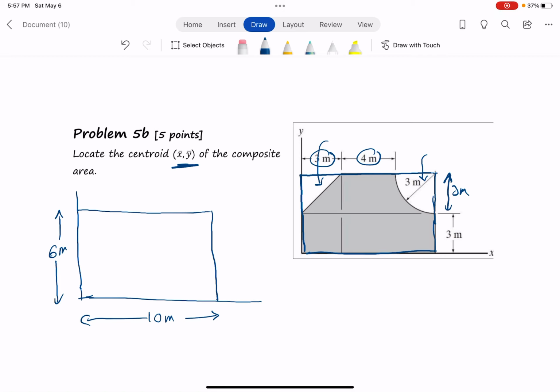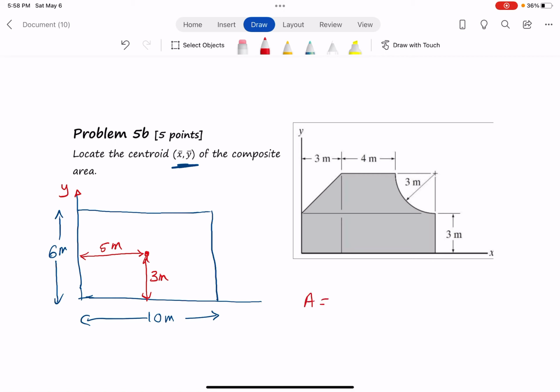We also know, so let me erase this now. So we also know that the centroid of this small rectangular is at the center. It is 5 meter from the y-axis and 3 meter from the x-axis. That's at the center of the rectangular. So 5 meter and 3 meter, and that is what we have for this big rectangular. Now let's do the area. So the area of this full rectangular is 10 times 6, and that is 60 meters square.